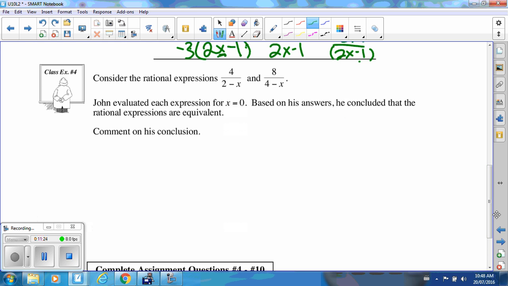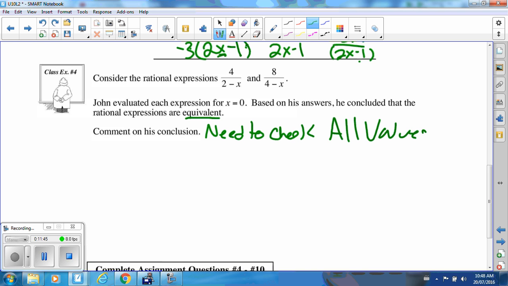Again, these look similar, right? If you put in x equals 0, you're like, hey, 4 over 2, that's 2, and 8 over 4, that's also 2. But it's not necessarily true. Need to check. Now, technically, you need to check all possible values. We can do it algebraically to check all those values at the same time. But we can just look at it right away and spot one.